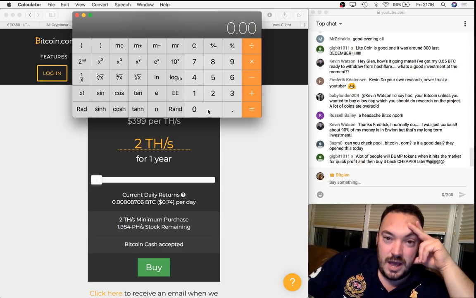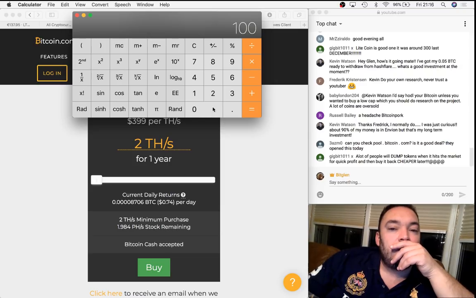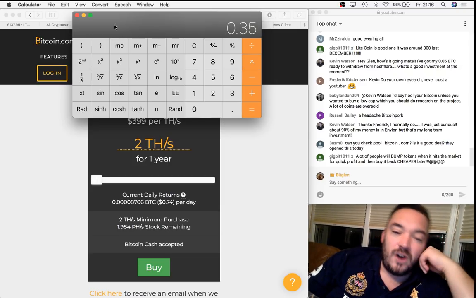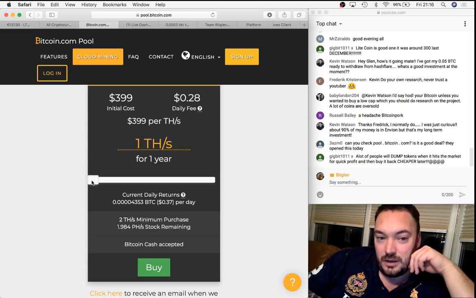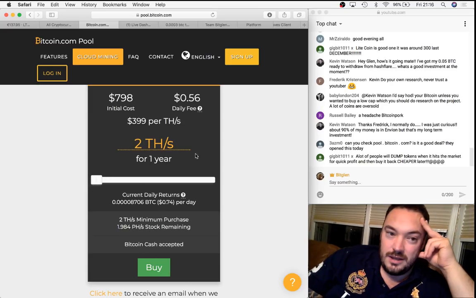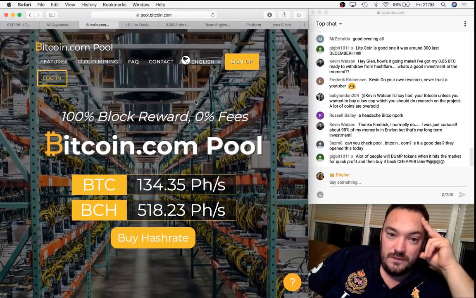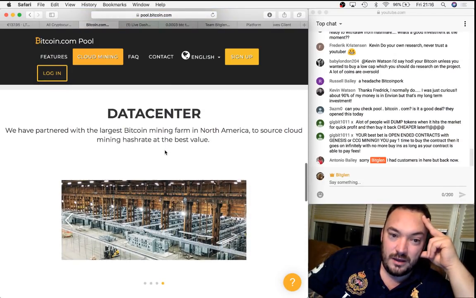I swear Hashflares, is it 0.0035 times by 100, 35 cents. So their fee per terahash is 7 cent cheaper, but the initial cost is 4 times as high. So I don't believe this to be good value for money. I can't see how you would make much money off that.